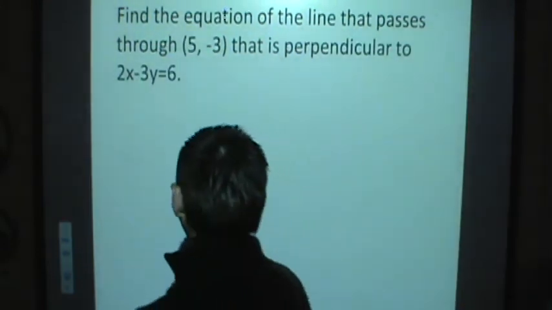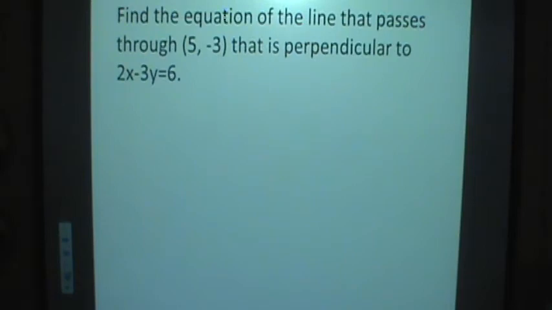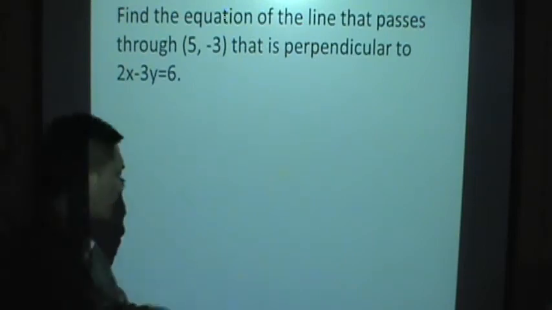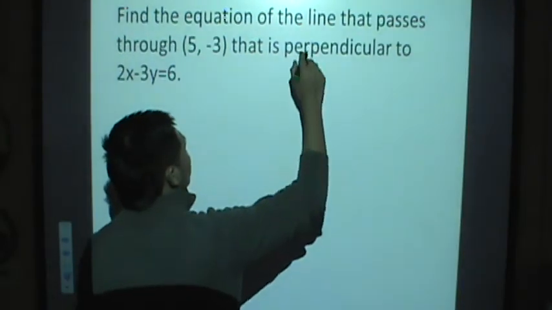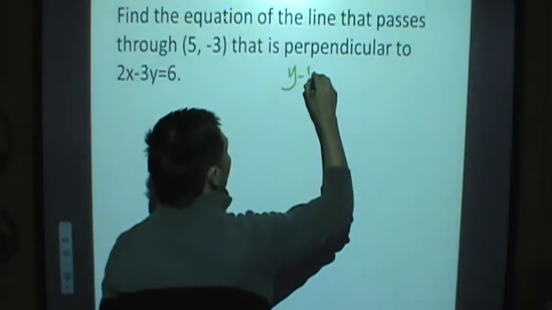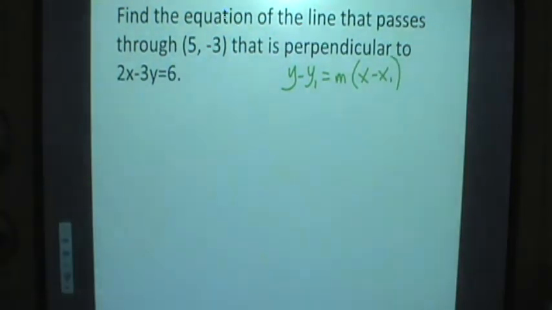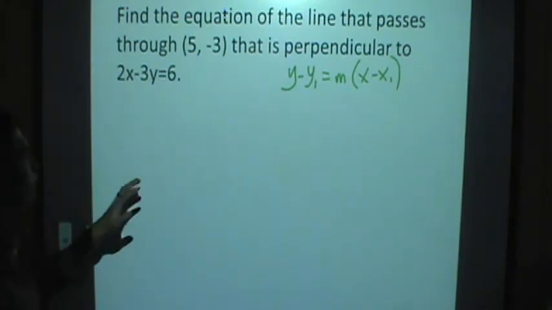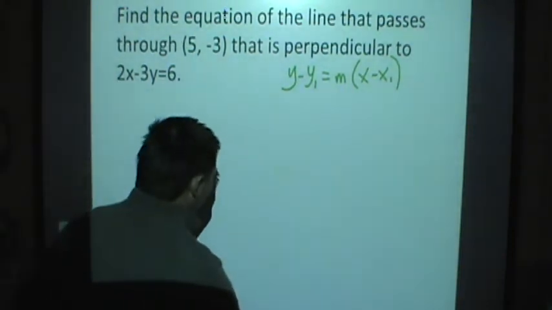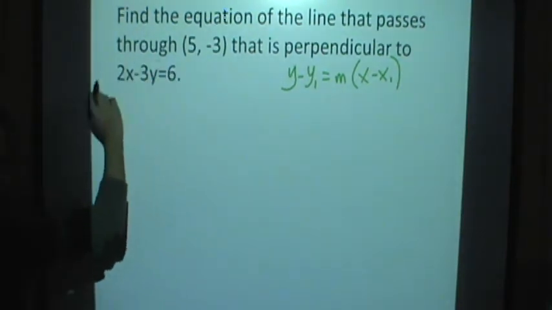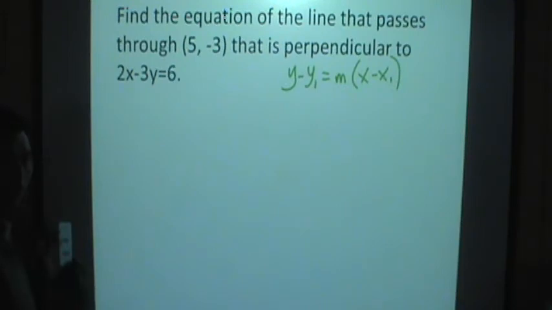Now, how about this time? How about if the two lines are perpendicular? Again, we're solving for the equation, so we should be using y minus y1 equals m times x minus x1. But again, we need the slope. That means we need to use this formula. This equation, we need to solve for y, because if you solve for y, it's going to give us y equals mx plus b. That means we can easily identify the slope.